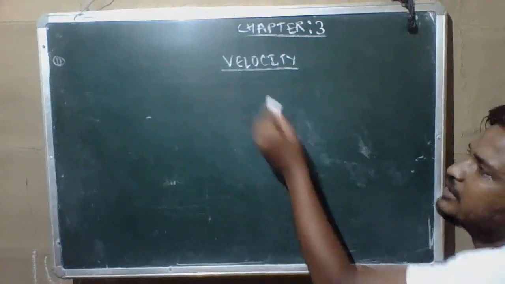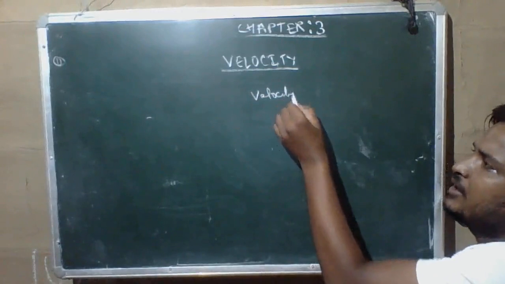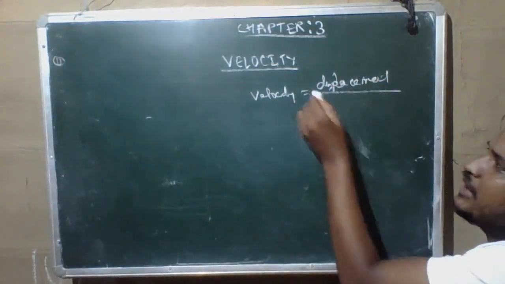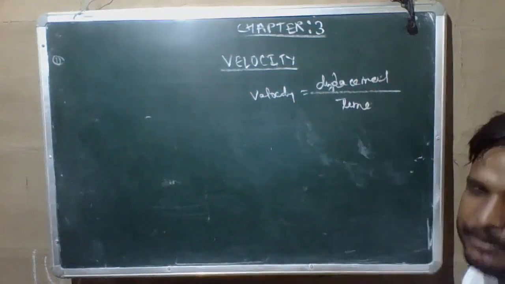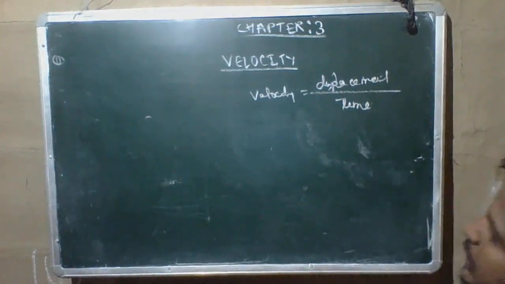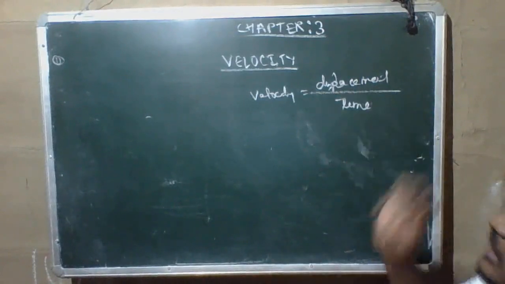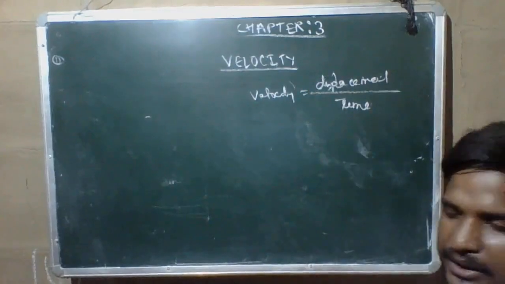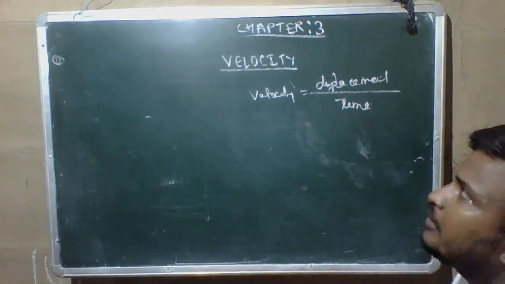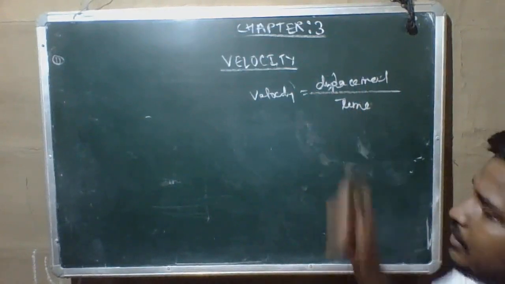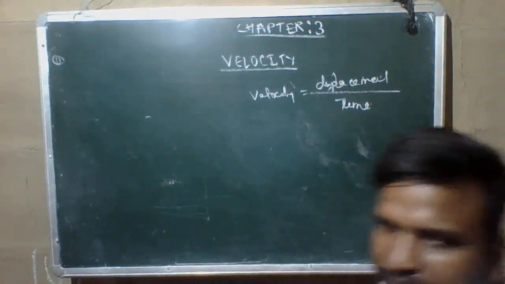Now, how will you define velocity? Velocity is equal to nothing but displacement per unit time. So what is displacement? Displacement means the shortest distance, already we have studied. So how can you define velocity? The displacement per unit time is called velocity. Also, we can say the rate of change of displacement is called velocity, as I have defined earlier.